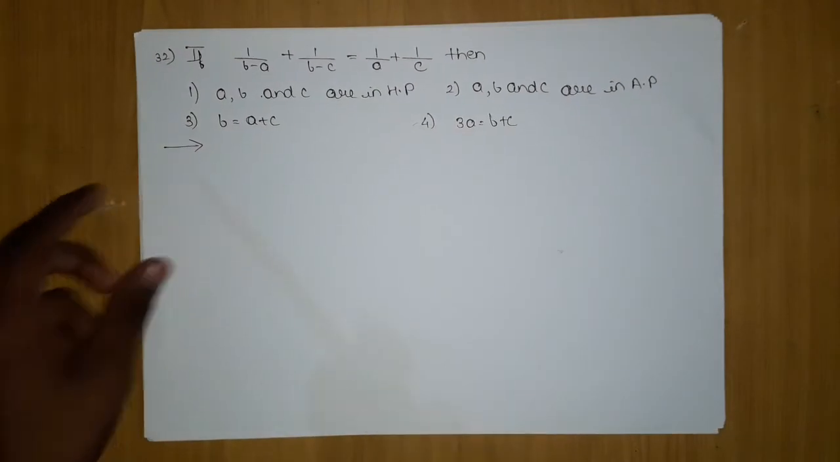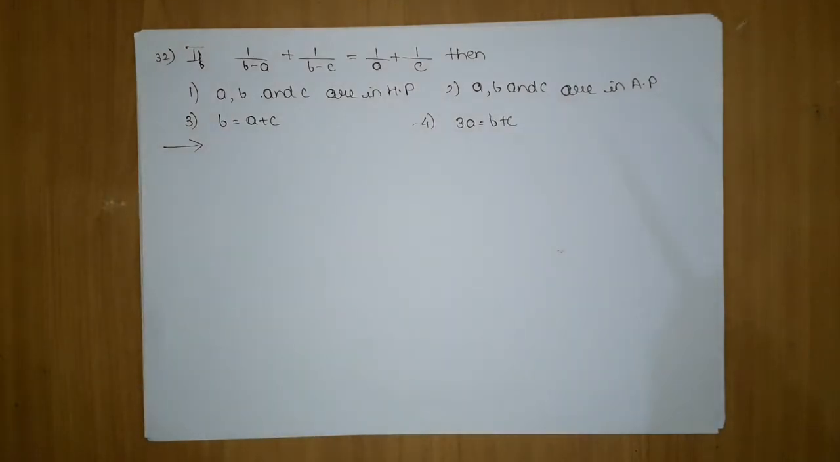Okay, the next question is as follows. Okay, this is question 32, which says if 1 upon b minus a plus 1 upon b minus c is equals to 1 upon a plus 1 upon c, then first a, b and c are in HP, second a, b and c are in AP, third b is equals to a plus c, fourth 3a is equals to b plus c.